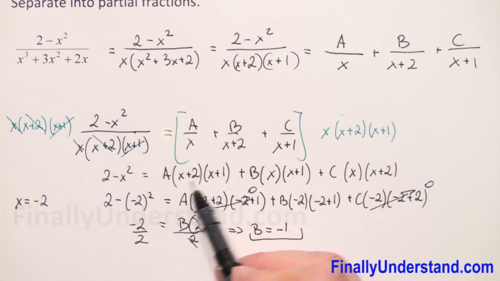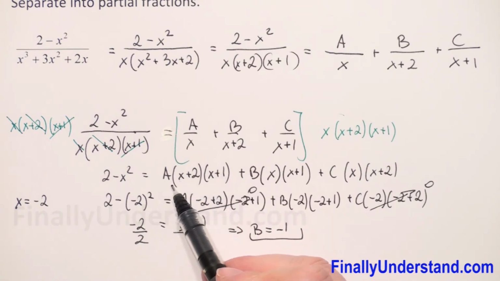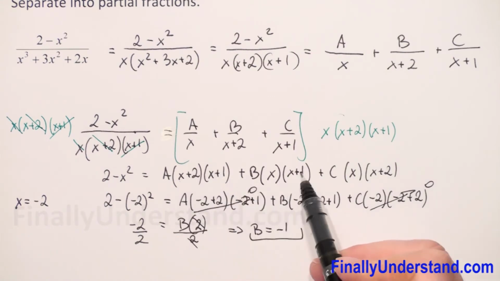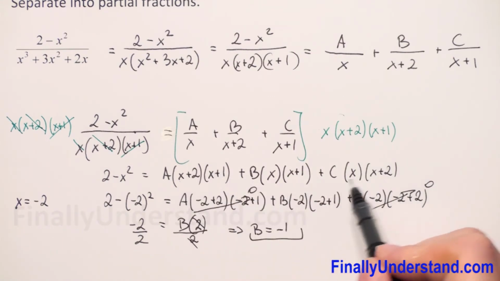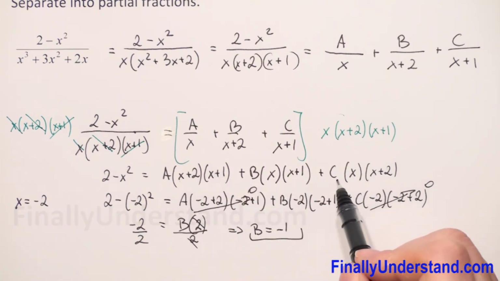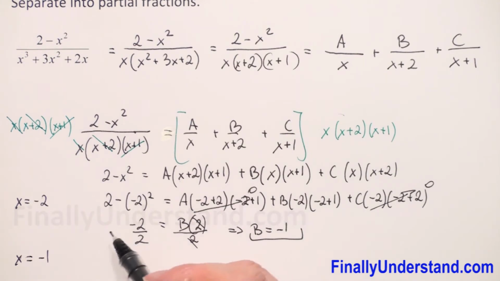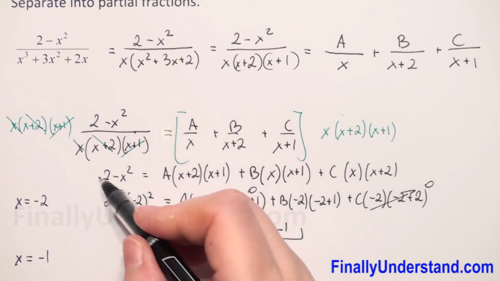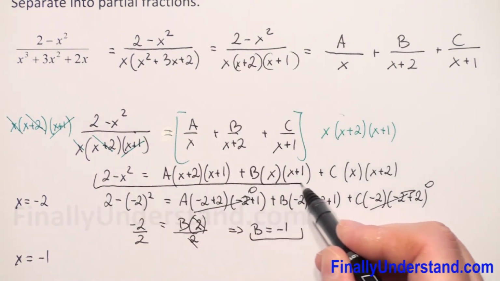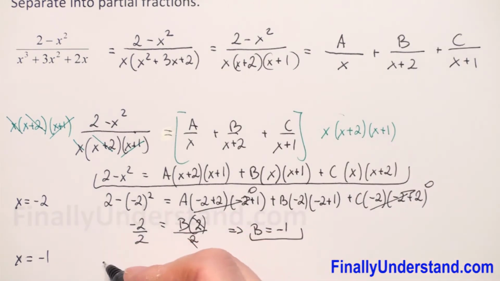Next, if I substitute x by negative 1, here I will have 0, so 0 times x plus 2 gives me 0. So this term will cancel out, and I will have only the term with c. So let's do this. x equals negative 1. So now I have to substitute x's on both sides of our equation by negative 1. So we have this equation, and we substitute x's by negative 1.